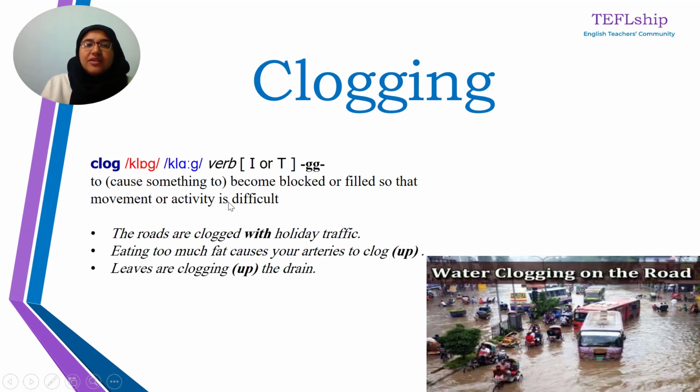Clogging, it means to block or fill something with something else that would be very difficult to move or to do a certain activity. For example, every year when it rains heavily, the water clogs the roads. So it means it blocks the roads. No car could move. The roads are clogged with holiday traffic. So clogging, you know, when you say the bridge is clogged with traffic, because instead of saying blocked, you can say clogged.